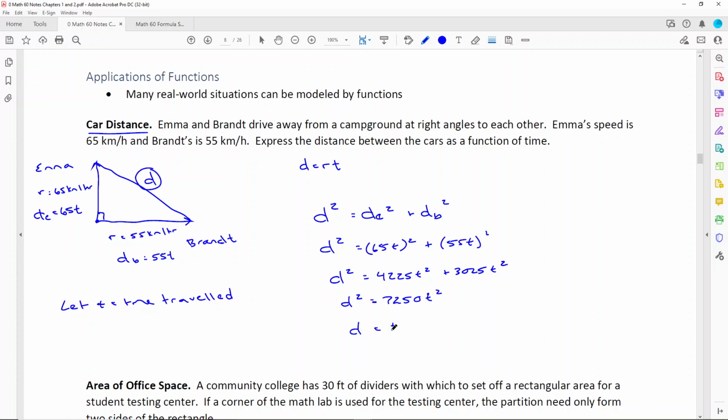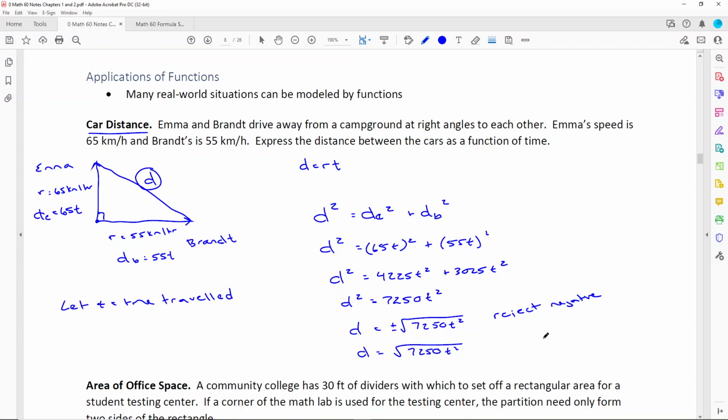Now technically anytime you take a square root, there should always be a plus or minus, if you remember that from solving squared equations. But because this is a distance, we're going to reject the negative. So reject the negative solution because it's distance. So we're going to say the distance is equal to the square root of 7,250 t squared. Now, I had to go look at the textbook to see what they did. It's kind of one of those random things where it's like, okay, what are they going to expect from me now?